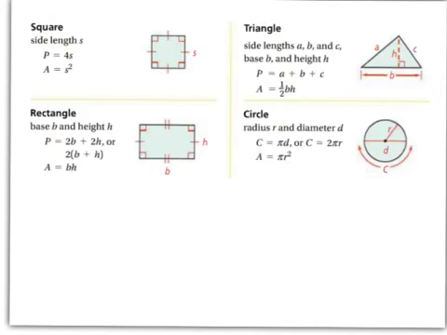For a triangle, the height is the line that's perpendicular to the base, which is the bottom of the triangle. The radius in a circle is half of the diameter. And when we use pi, we're never going to write or round it to 3.14 unless the directions say to do so. Otherwise, we leave our answer in terms of pi, or we round to the nearest decimal place that's being asked in the question.